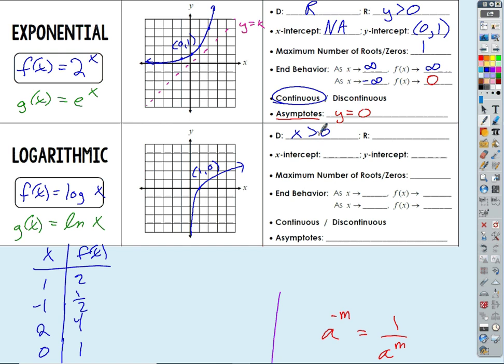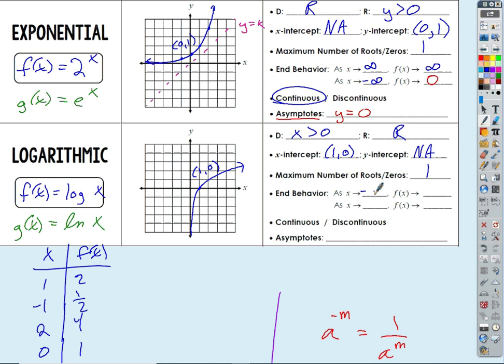What do you think the range is going to be if the domain of the exponential function was all reals? What's the range of the log function going to be? Because they're inverses. All reals. Okay. What's the x-intercept? 1, 0. What's the y-intercept? None, because we're just flipping those, right? What's the maximum number of roots or zeros on this one? 1. End behavior, as x approaches negative infinity, well, really, can we even approach negative infinity on this one? We really can't, can we?